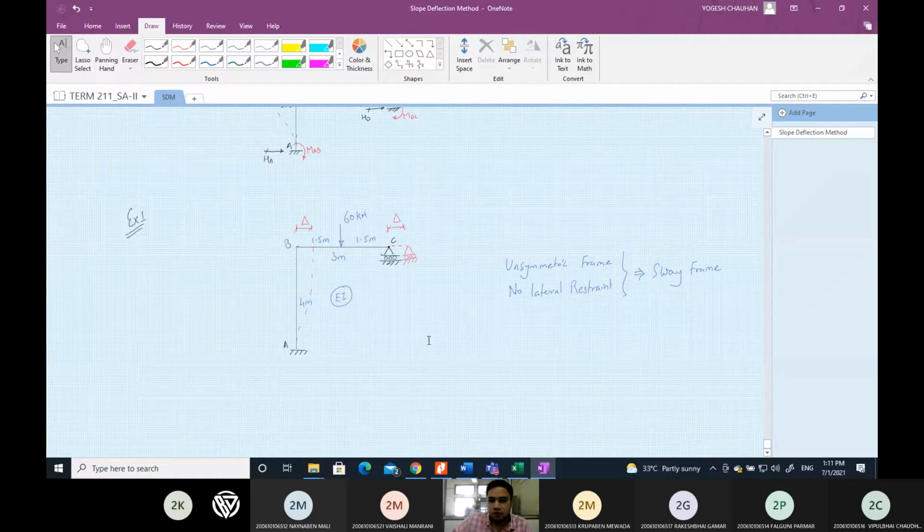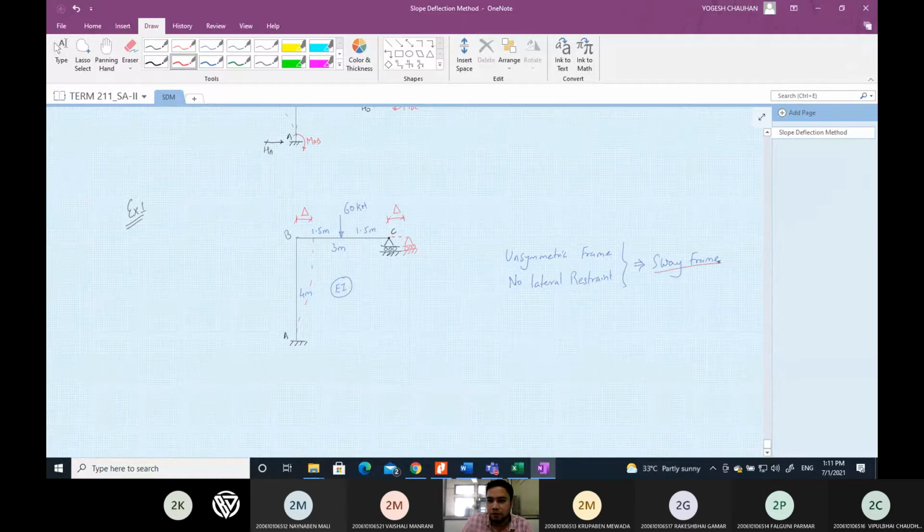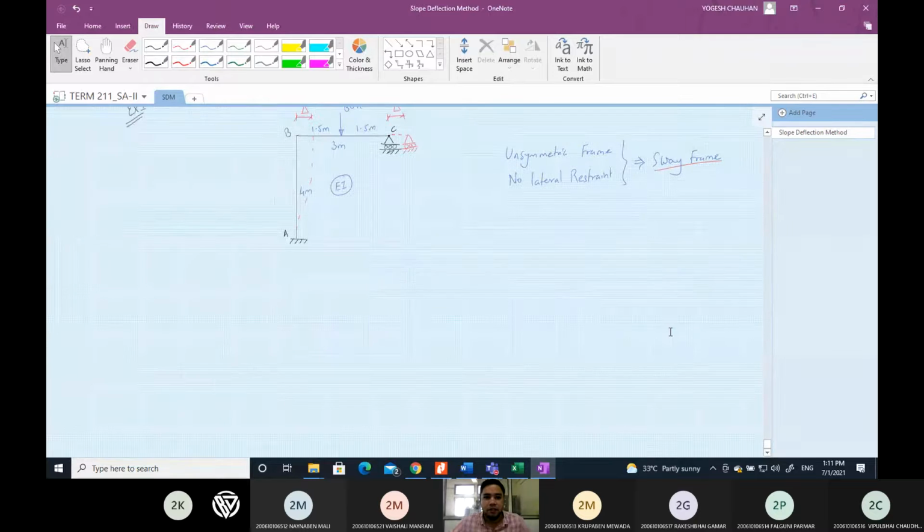So we identified that it is a sway frame. So we have to apply an additional condition to find the sway force. Step 1 is to restrain the frame and find its end actions.